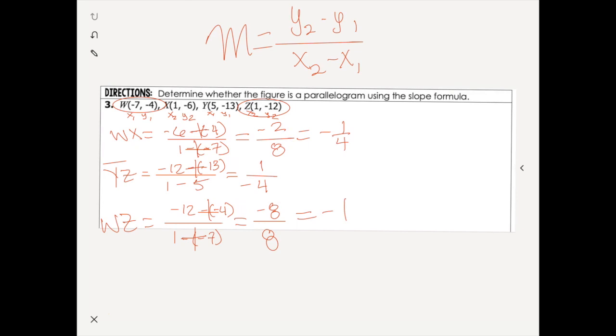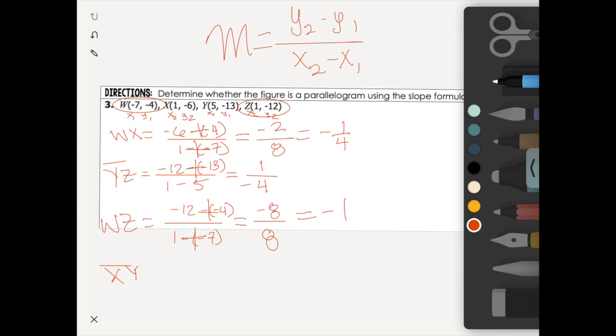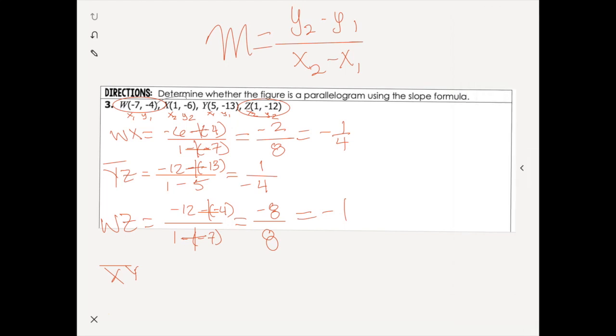Last one we need to check is XY. So that is these two, X and Y. I'm going to call this my X1, Y1, X2, Y2. So I'm going to have negative 13 minus negative 6 over 5 minus 1. Minus a negative turns to a positive. Negative 13 plus 6, that's going to give us a negative 7. 5 minus 1 is going to give us 4.